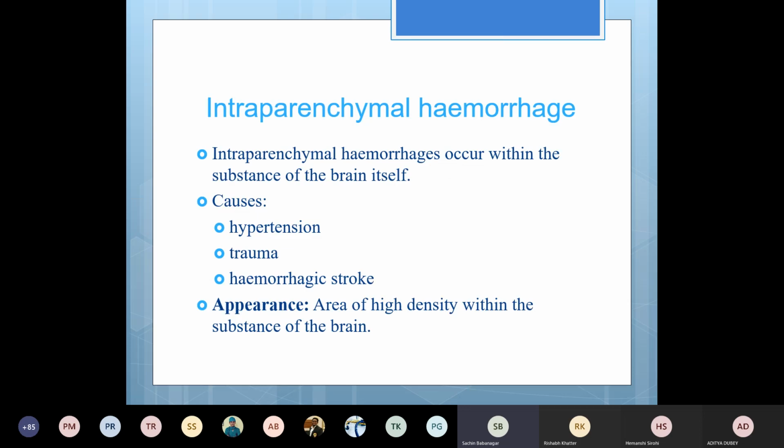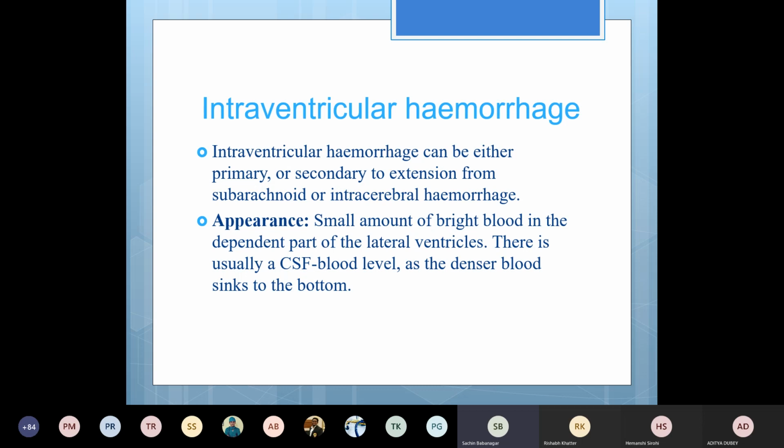Okay, so now we will come to intraparenchymal hemorrhage. It occurs within the substance of the brain, and can be caused by hypertension, trauma, or hemorrhagic stroke. So basically, when you have an infarct, it can undergo hemorrhagic transformation also and cause intraparenchymal hemorrhage. It will appear hyperdense. And you can have intraventricular hemorrhage when there is either a subarachnoid hemorrhage or an intraparenchymal hemorrhage, which will secondarily extend to the ventricles, or it can be primary also.